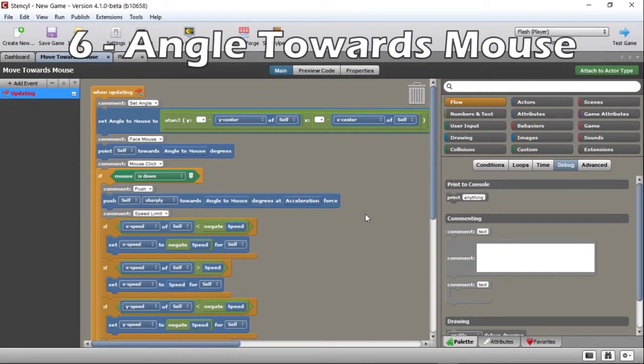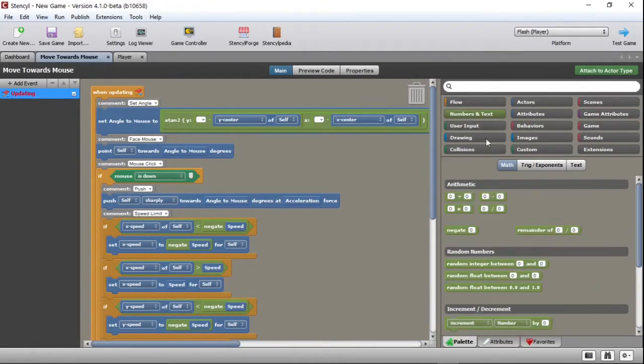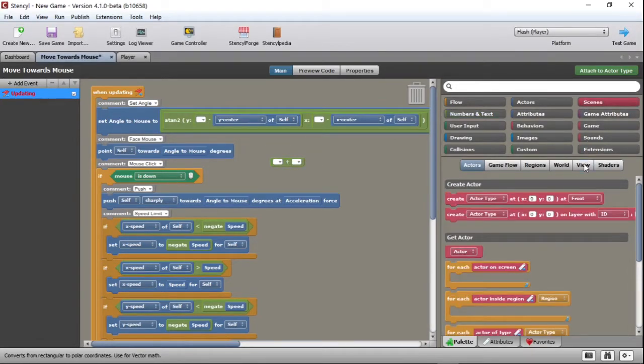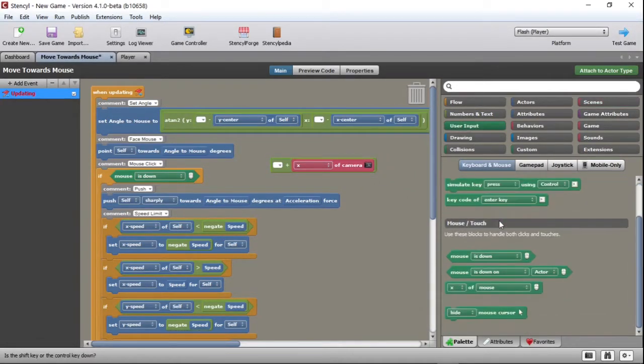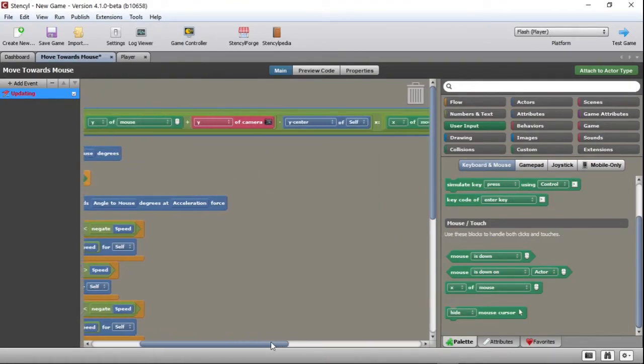Facing and moving towards the mouse is the same principle, with one small difference. The position of the mouse is always relative to the screen. X of mouse 0 and Y of mouse 0 are always the top left corner of the screen, even if the camera moves. That means you need to convert your mouse position to scene position, which is done by adding the X and Y of the camera to the mouse's X and Y position. The rest of the attend to operation is the same.